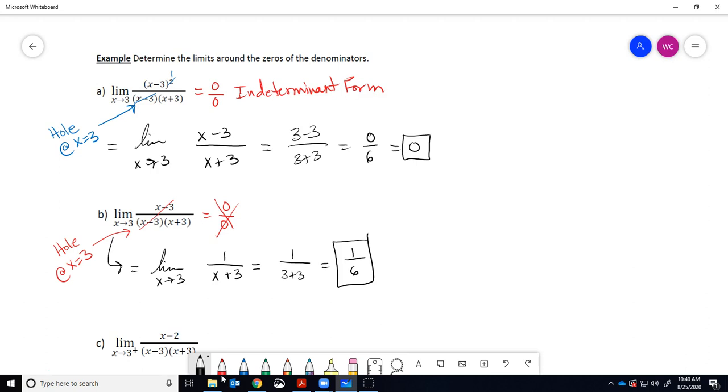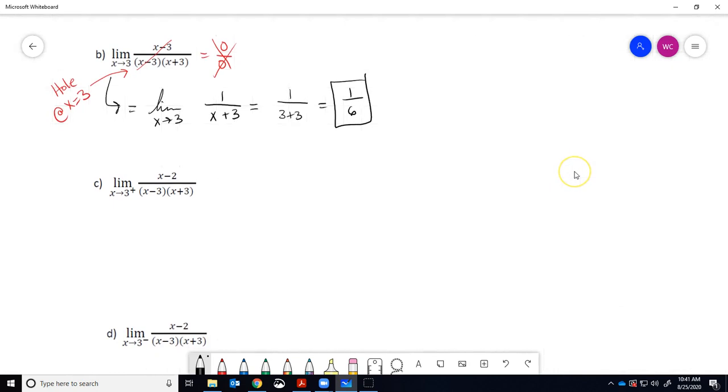Again, it looked like you were going to have a vertical asymptote, but it wasn't. So you've got to know when to recognize that you need to approach from the left and the right and talk about infinities. Let's try another one.